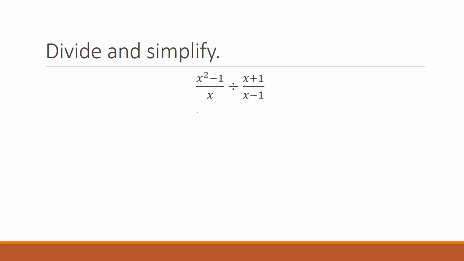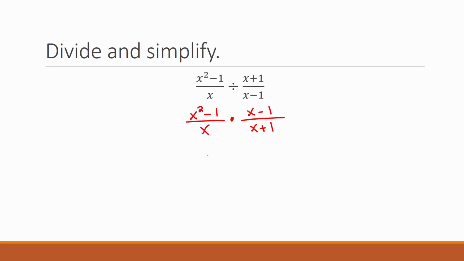Keep the first fraction like it is. Change division to multiplication. Flip the second fraction. Keep, change, and flip, or multiply the first fraction by the reciprocal of the second fraction. After that, we're just multiplying rational expressions, so we will still factor.